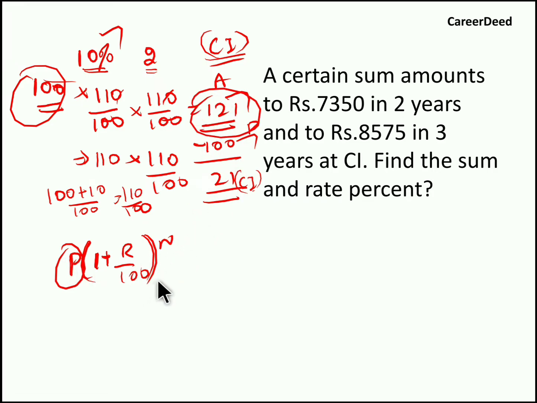So total amount is 121. So if you want to find the compound interest, you have to subtract principal from this. So P into 1 plus R by 100 power n is nothing but total amount. When you subtract principal from it, you will get the compound interest. Hope you understood the concept, right? We are going to use the same technique here.